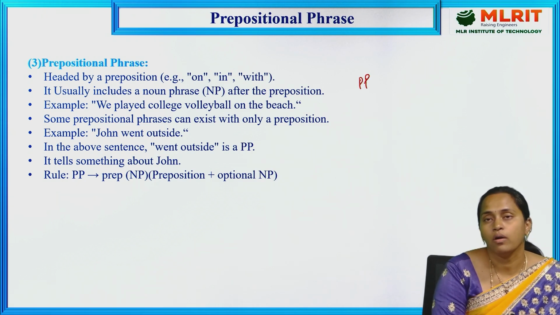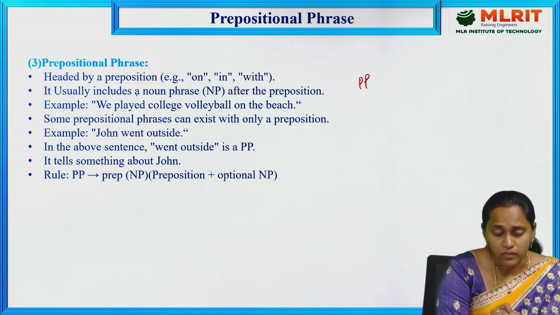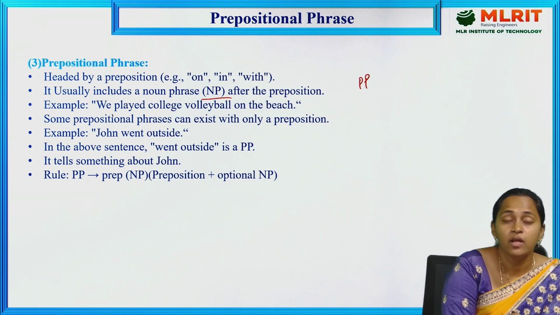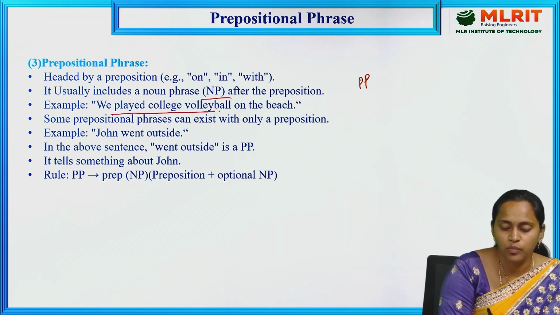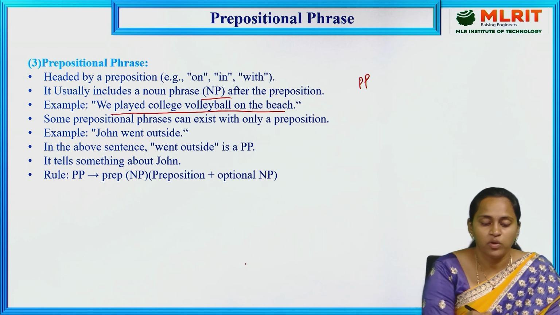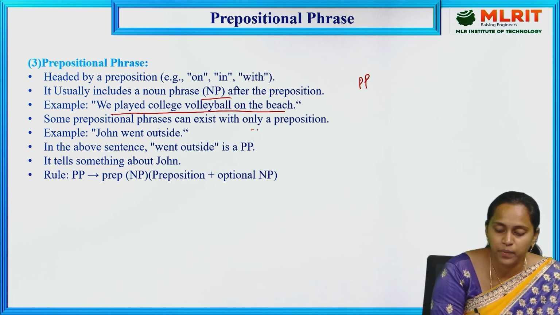Example: no, on, in, with. Like this, we call it a preposition. It usually includes a noun phrase after the preposition. Example: we played volleyball. We played college volleyball on the beach. Some prepositional phrases can exist with only a preposition.